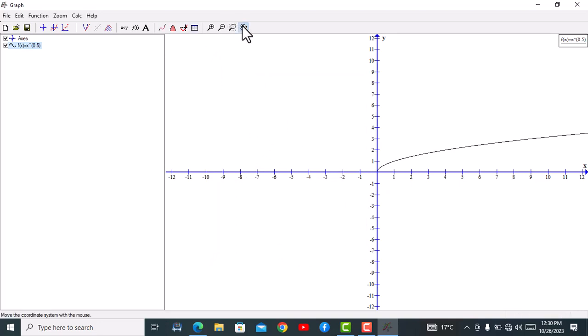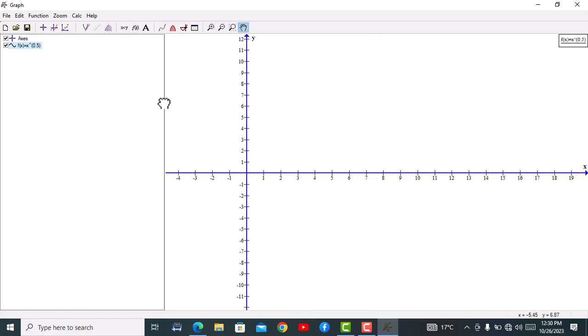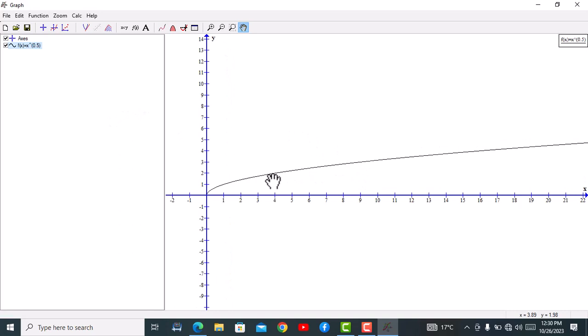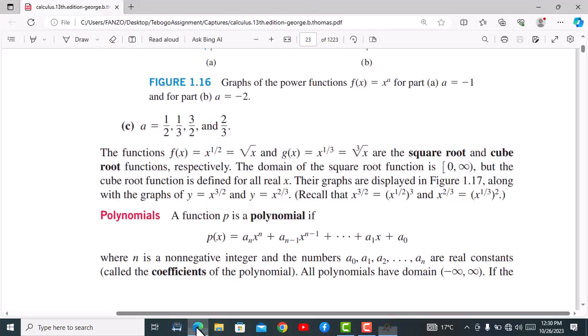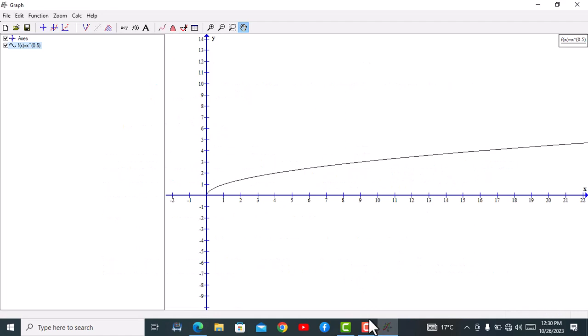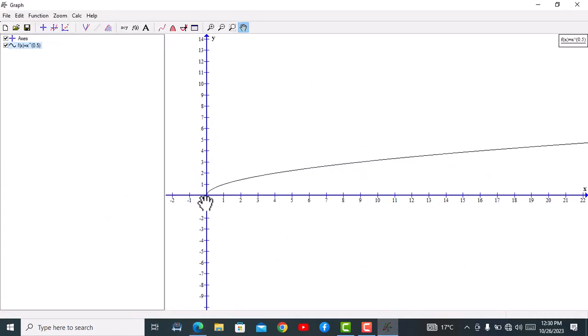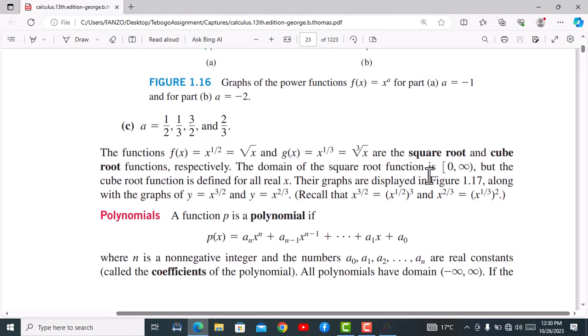And let me just move our graph a little bit to the side. Okay, here we have it. And remember what they are saying here. They are saying the domain of the square root function is 0 to positive infinity. And look here, we have a closed interval. So the function is defined at x = 0. And let's check. Yes, x = 0 moving to positive infinity is the domain. So this is correct, what they are saying there.